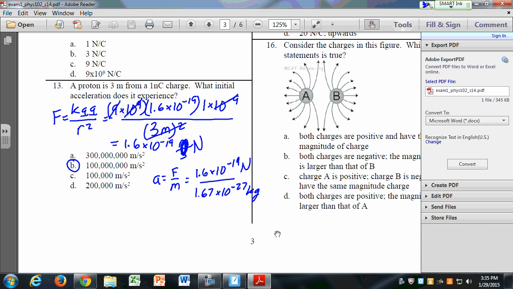I can basically cancel out these two coefficients. And then 10 to the minus 19 over 10 to the minus 27 is 10 to the positive 8. So it's 100 million, 1 times 10 to the 8. Basic kinematic stuff with the electric fields, but you'll certainly see one or two. We had a couple of those problems here.